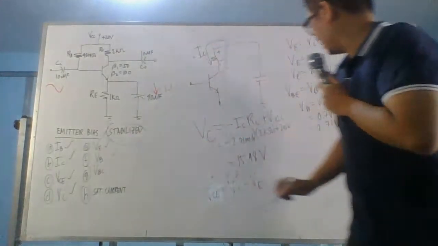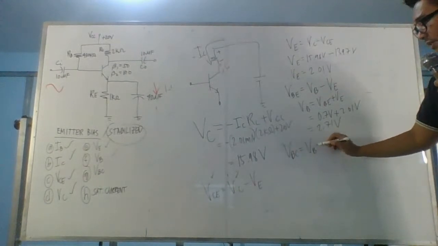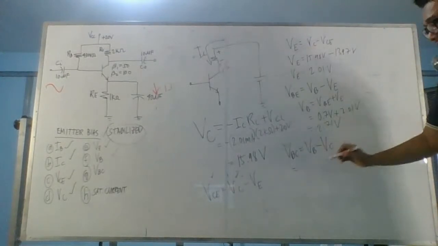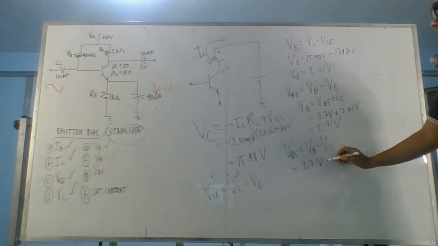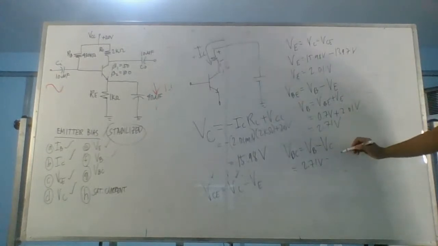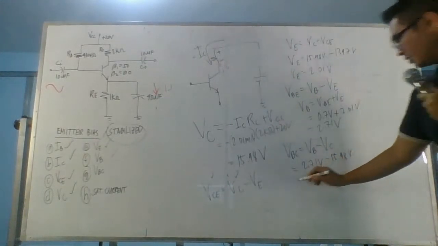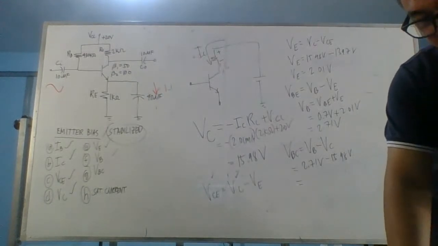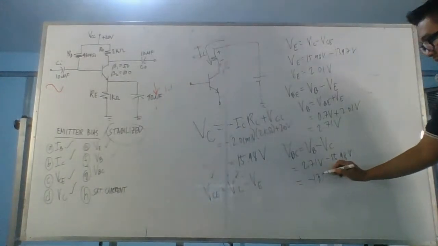Next, VBC. So we have VBC. Madali lang to. VB or V sub B minus V sub C. Isa-substitute lang natin yung mga nasolve natin kanina. So we have 2.71 volt. Asan yung VC? Ano natin VC? VC. Ito, 15.98. Okay, so we have 2.71 minus 15.98. So we have negative 13.27.